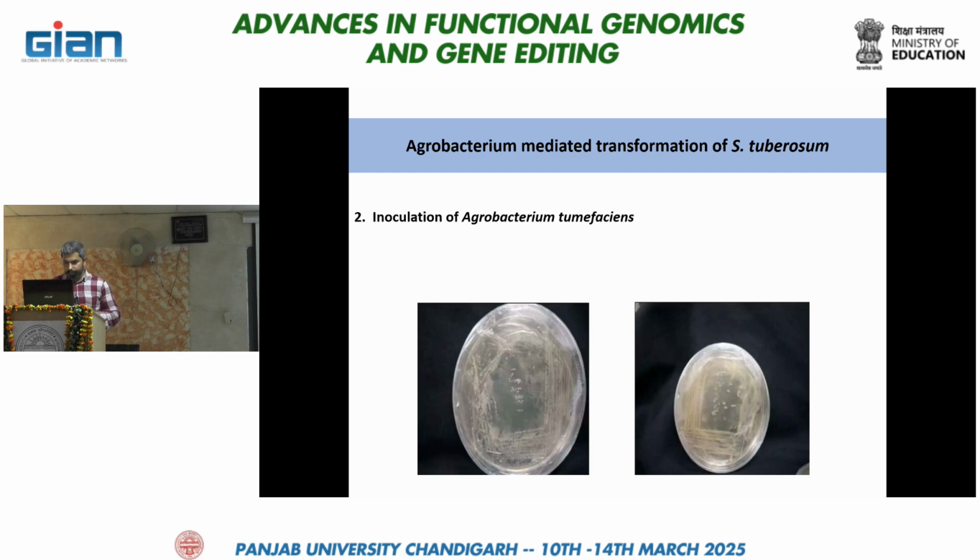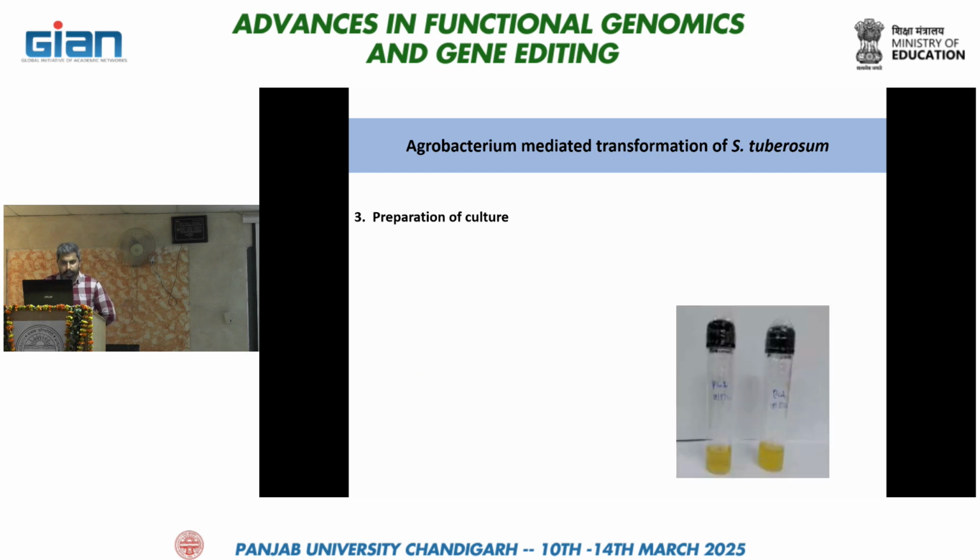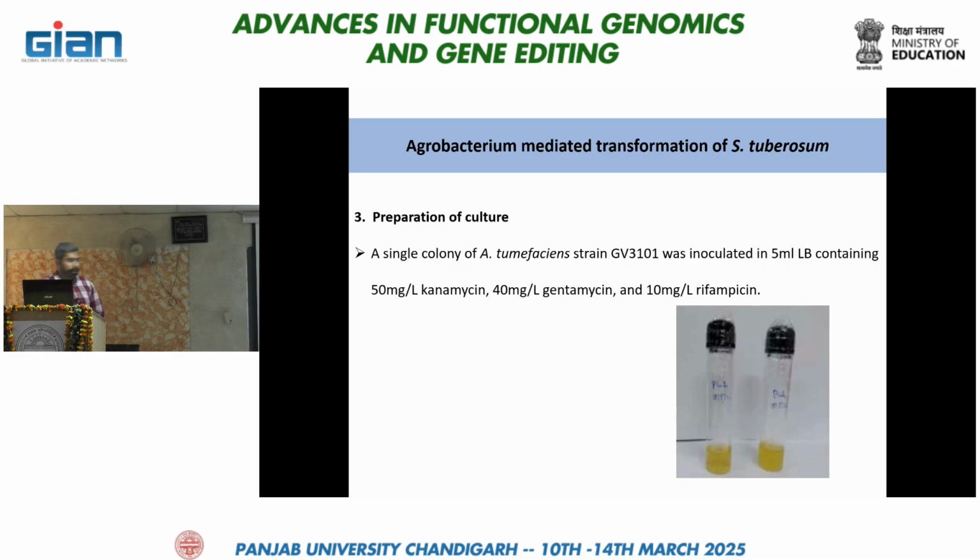And after that, the second step will be the inoculation of Agrobacterium tumefaciens. So here we have taken the strain GV3101 as an example, and we have revived this strain, and the strain is harboring the pHSC401 vector with the specific guide RNA for bHLH47 and the 16 docs. So similarly, you have to inoculate the Agrobacterium cells, select a single colony, and from it set up the primary culture.